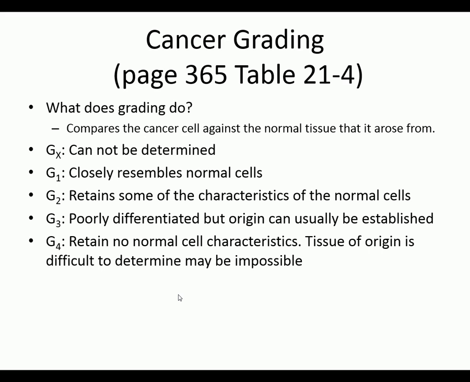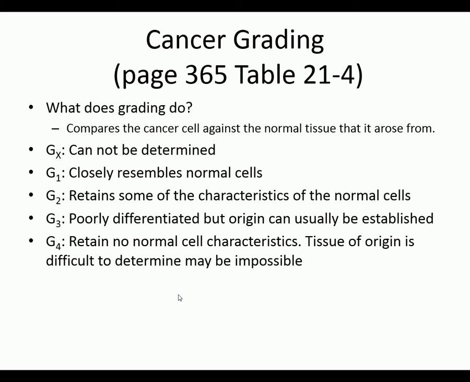So now we're going to talk about cancer grading. This is on page 365, table 21-4. Again, I don't expect you to memorize this. I just think it's important that you have a general idea. So what does cancer grading do? It compares the cancer cell against the normal tissue that it arose from.